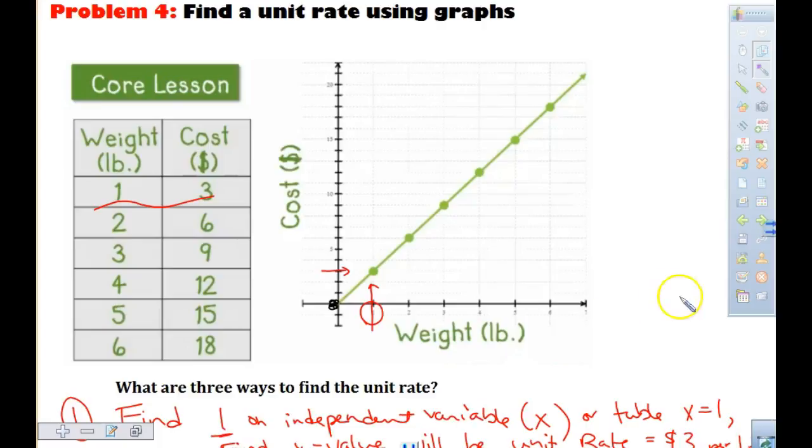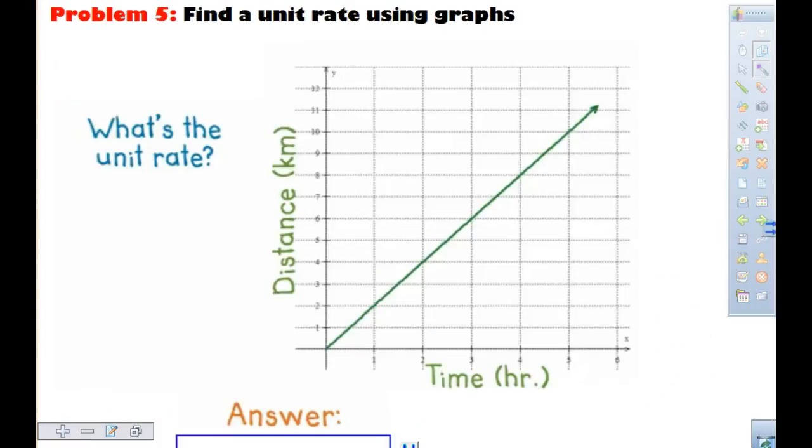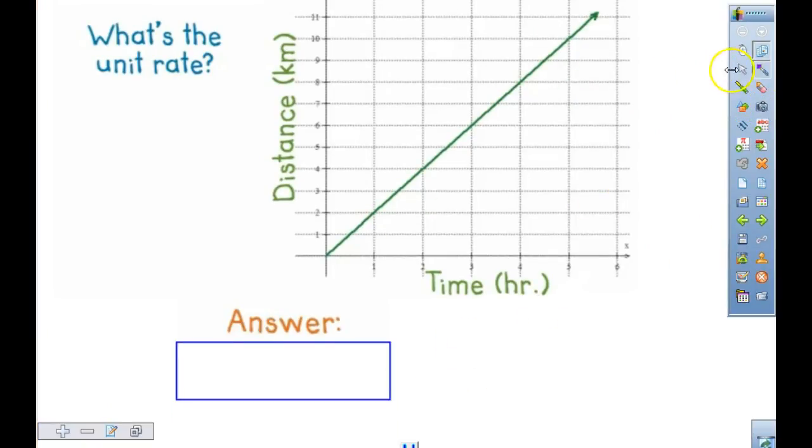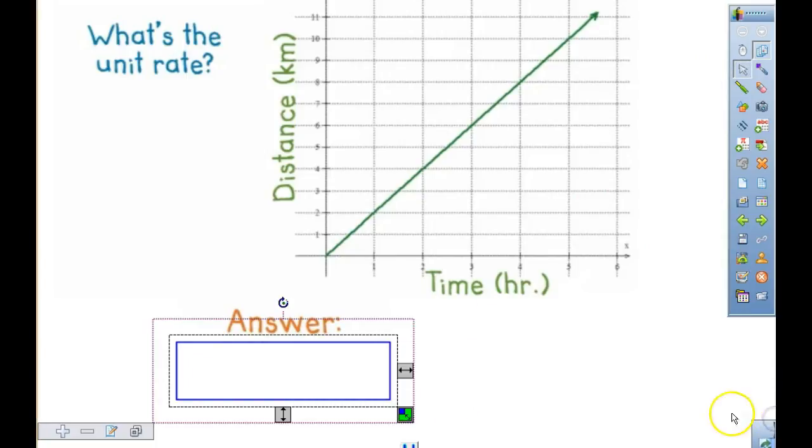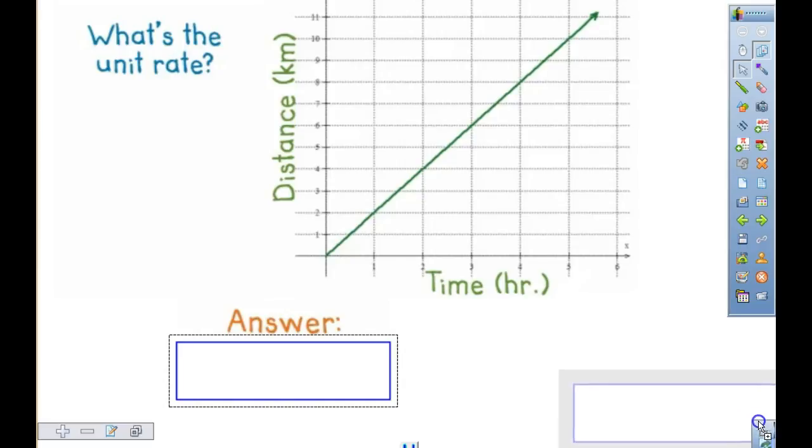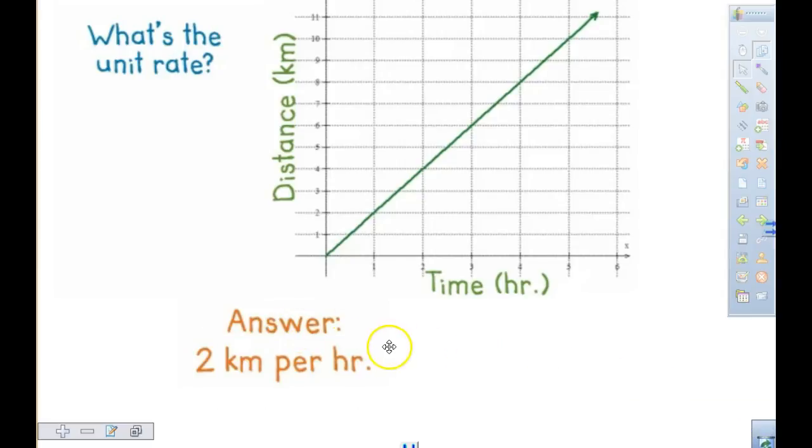We looked at this one. They kind of showed you how to fill that in. We put that in our notes already. For our unit rate on the top, for problem 5, you should have had your unit rate. And again, in this case, by taking that point and just dividing, 2 kilometers per hour. You could have done that looking at the graph here for the unit rate, right?